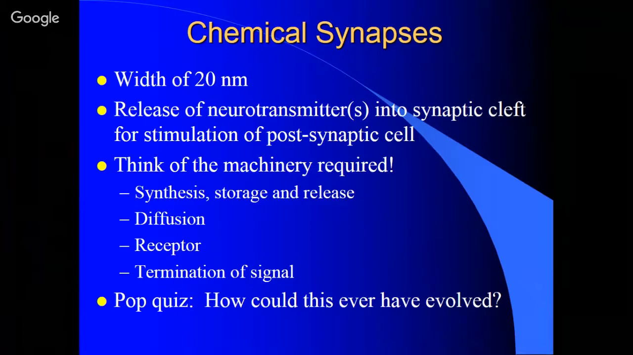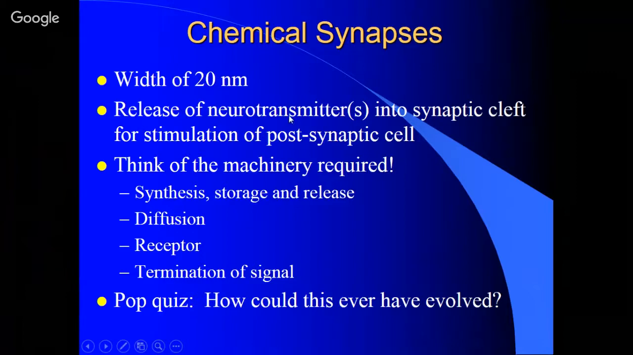So chemical synapses are the opposite. Chemical synapses are amazingly sophisticated, with hundreds of sites at which you can regulate the activity of the synapse. The width of a chemical synapse is 20 nanometers, or about 200 angstroms. So that's roughly 3 times a cell membrane, right? So much wider than the electrical synapse.